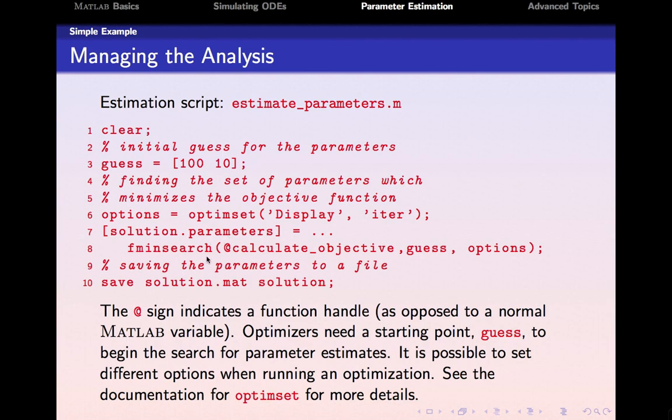And here I call fminsearch. The first thing I have to send into fminsearch is my objective function handle. This is just the name of my objective function with a little @ symbol in front of it, which indicates that it's a function handle. If I just put in calculate_objective, it would look for a variable called calculate_objective and evaluate that for a function name. The next thing I send in is my initial guess, and then the options that I created above. This is going to minimize my objective function, and then save the variable solution in solution.mat.